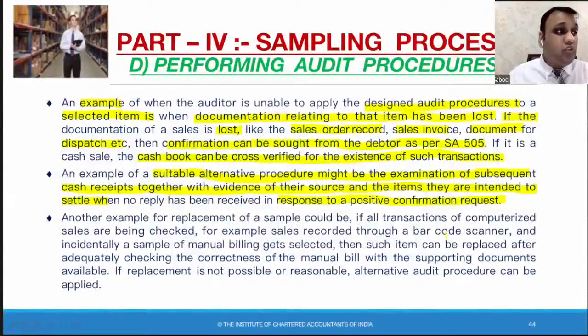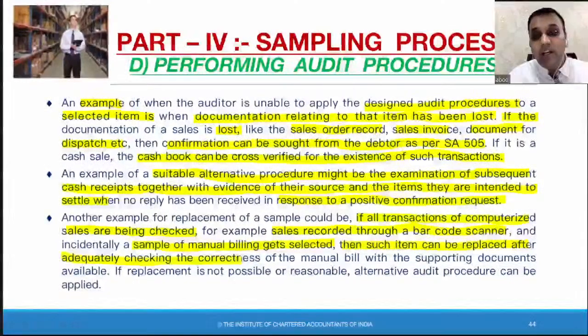Now, if we need to replace a sample, what could be the example? If all transactions of computerized sales are being checked, for example, sales recorded through a barcode scanner, and incidentally a sample of manual billing gets selected, then such an item can be replaced after adequately checking the correctness of the manual bill with the supporting documents available.